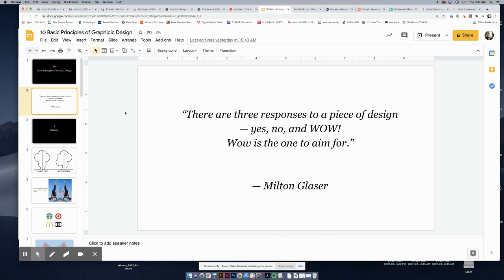Before I start delving into the elements of graphic design, I wanted to share one of my favorite quotes. It's a Milton Glaser quote, and we'll learn a little bit more about him as the year goes on. One of his favorite things to say was that there are three responses to a piece of design: yes, no, and wow. And wow is the one to aim for. I just had to toss that one in.